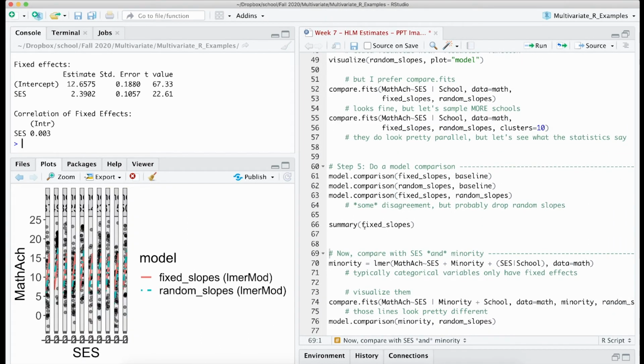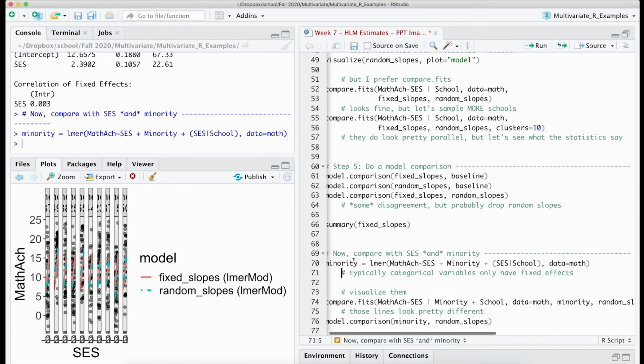So that was interesting. We determined that the fixed slopes model is better, probably. We don't really need random effects there. They all seem to be pretty parallel. And now let's say that we have a separate research question where we want to look at minority status and ask whether inputting someone's minority status helps us improve our fit above and beyond what we get through socioeconomic status. And so I'm just going to run that model right there.